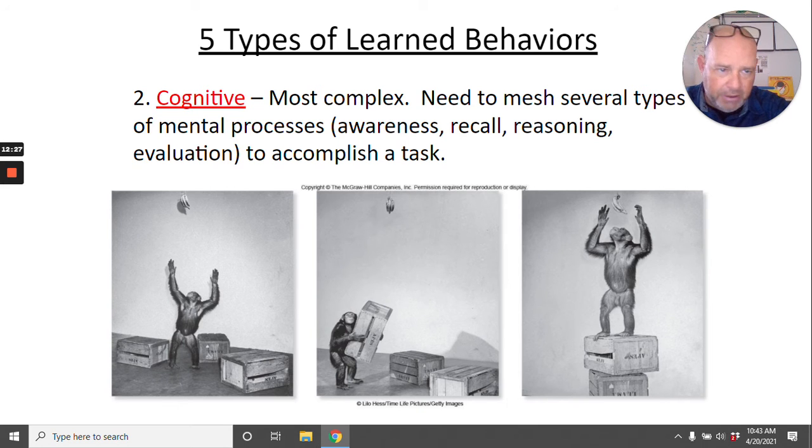Cognitive, most complex by far. This is really problem solving. This is using a lot of reasoning and all your mental faculties to accomplish a task. So you see this chimp is in a room with some boxes and some bananas, and he can't reach the bananas. He really wants the bananas, so he figures out, hey, if I stack up these boxes, then I can get the bananas. So no one taught him that. That's just the behavior that he was able to figure out using his brain and everything he knows about the situation. And so that's a really complex thing to be able to do.